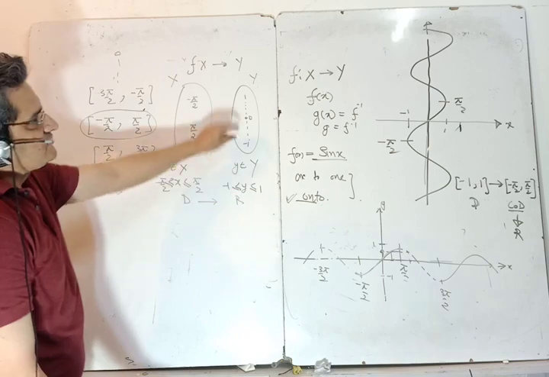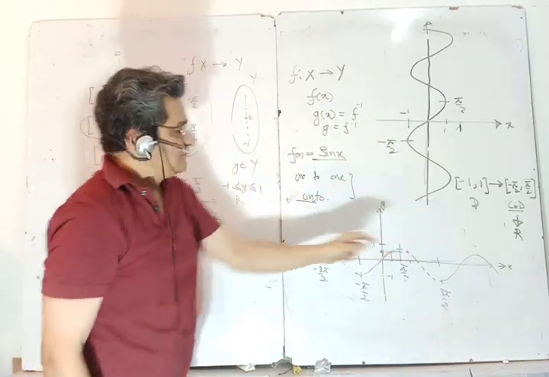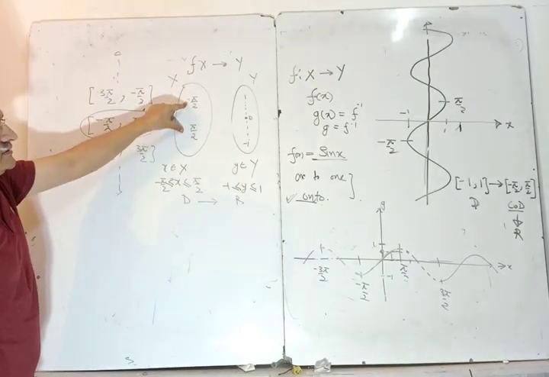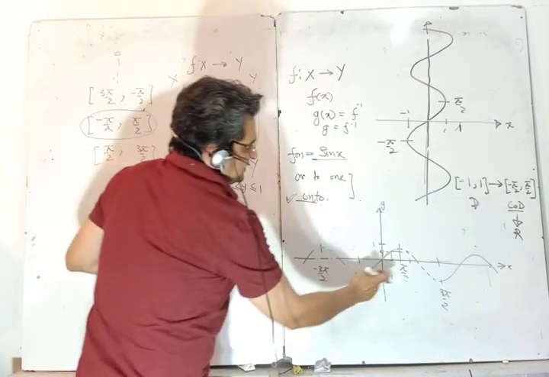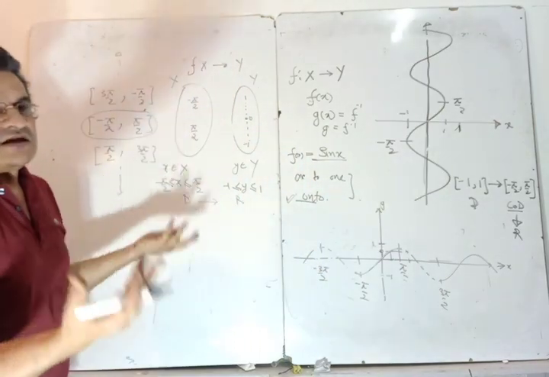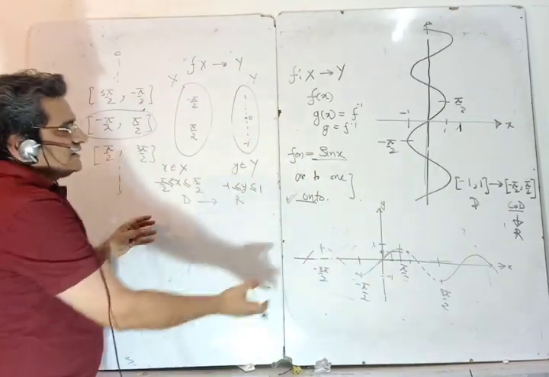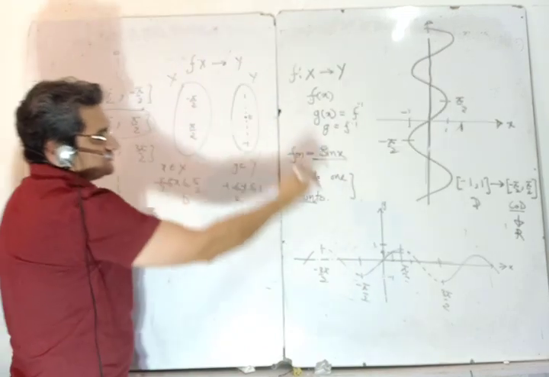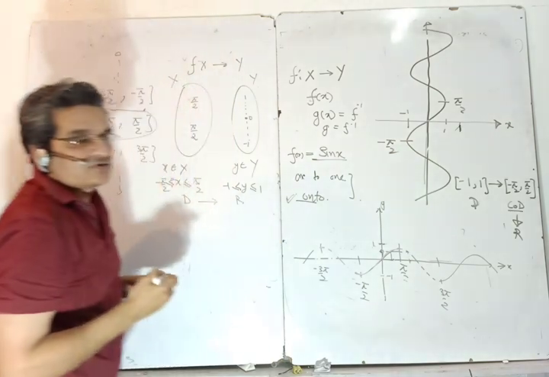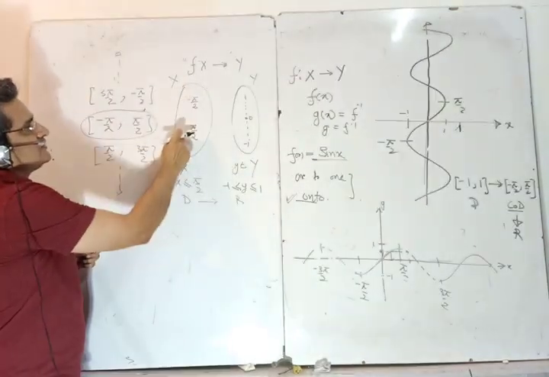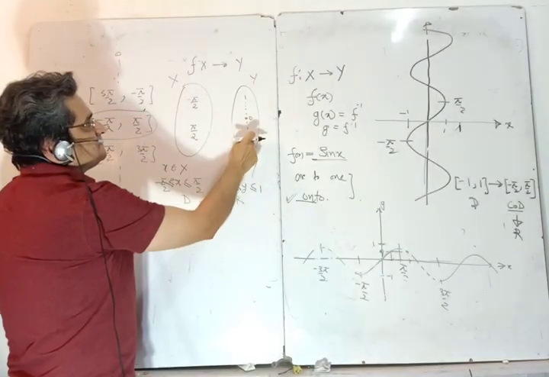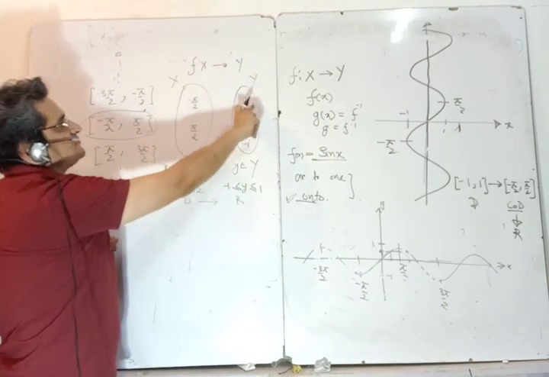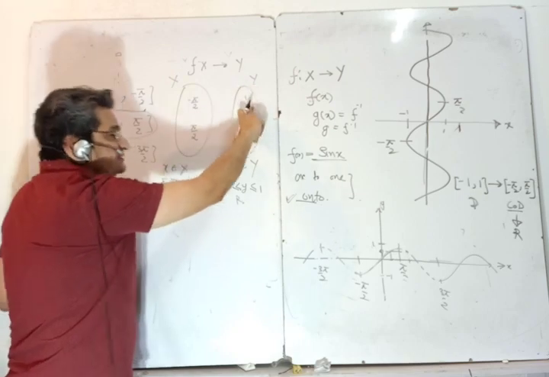Why am I saying range? Actually it was the codomain. Initially I said codomain, but now I am saying range, because in this domain, from minus pi by 2 to pi by 2, whatever value of x is there, I get the values of y which complete my entire codomain. I fulfill my entire codomain from this value to this value. So my entire codomain is then actually a range. This is not only the codomain, it is also the range.